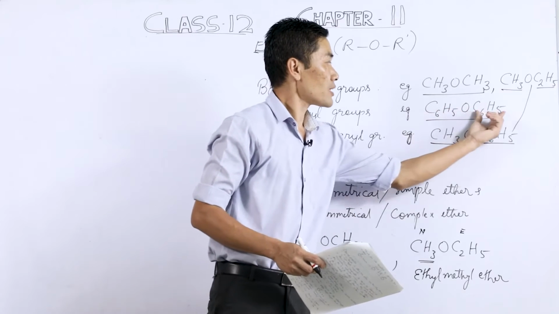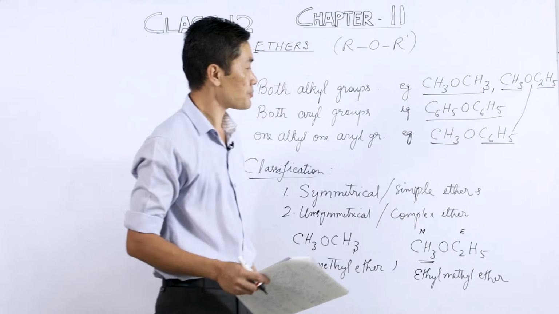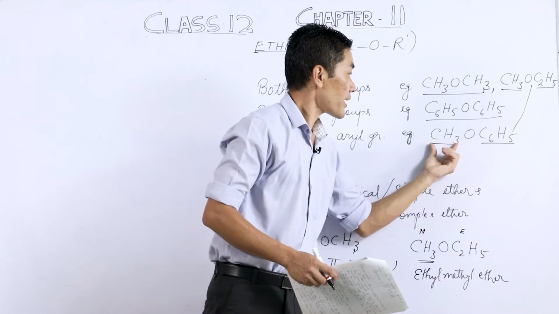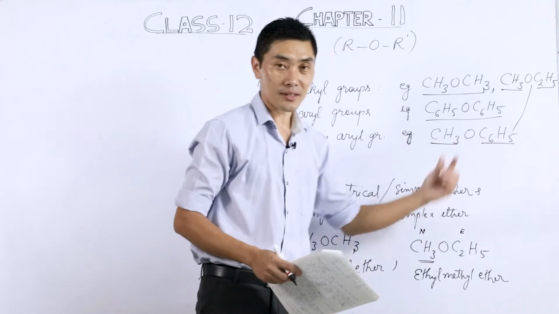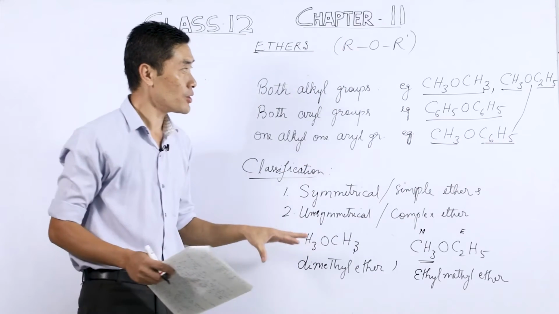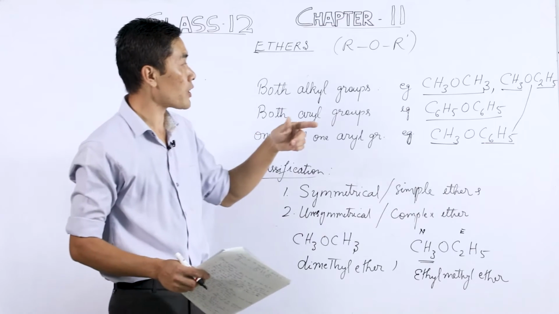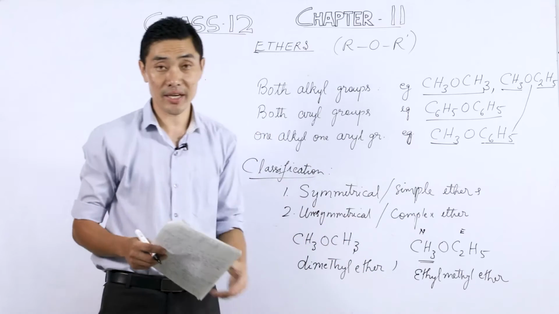This can be named as diphenyl ether. And this will be named as methyl phenyl ether. So in the common system, we just name the two alkyls first, and these names are followed by the word ether in each case.